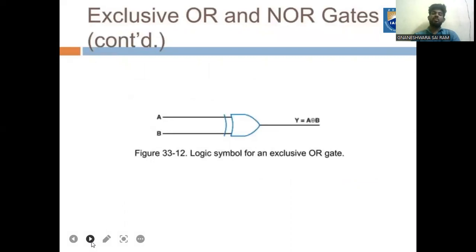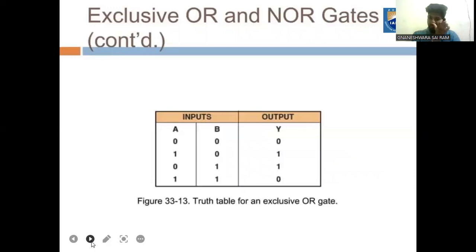And this is the symbol of XOR gate. And this is the truth table of XOR gate. If A and B are zeros, the output will be 0. If A equals 1, B equals 0, the output will be 1. If A is 0 and B is 1, the output will be 1. If A and B both are 1s, the output will be 0.